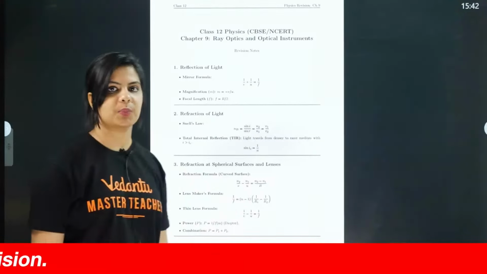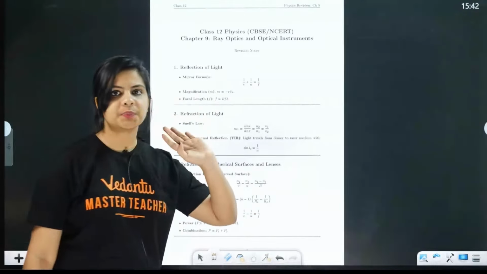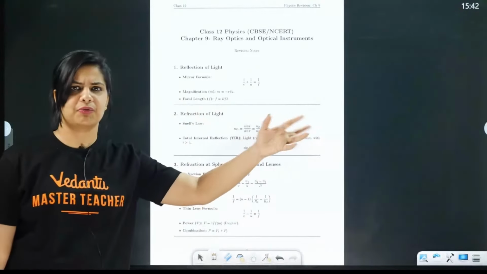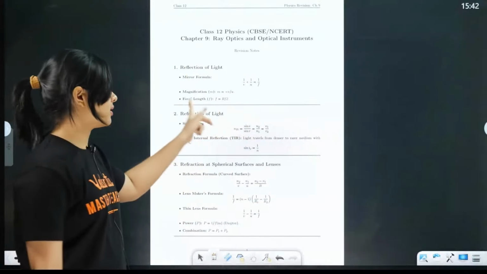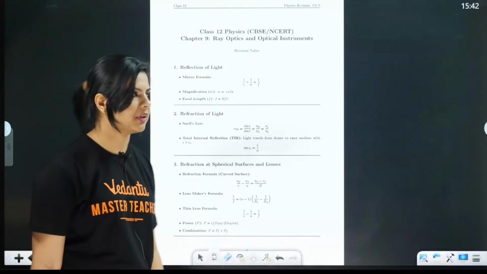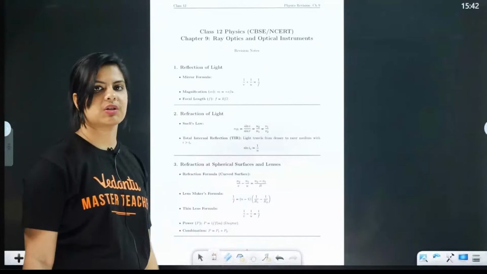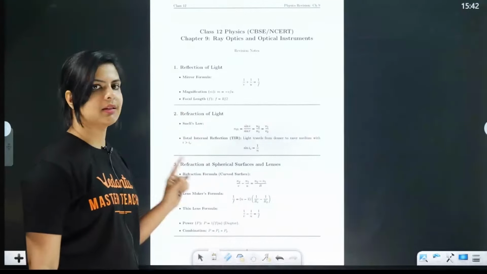Next one, ray optics and optical instruments. In this, first we will be discussing the mirror formula. I'm not going for the basic laws of reflection and everything; in that, the incident angle will be equal to the reflected angle. Mirror formula: 1 by V plus 1 by U equals 1 by F. Next, magnification equation is minus V by U. Next, focal length is R by 2.